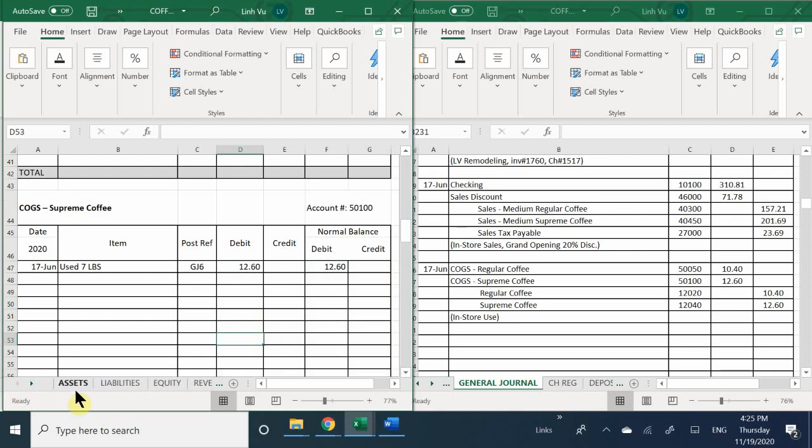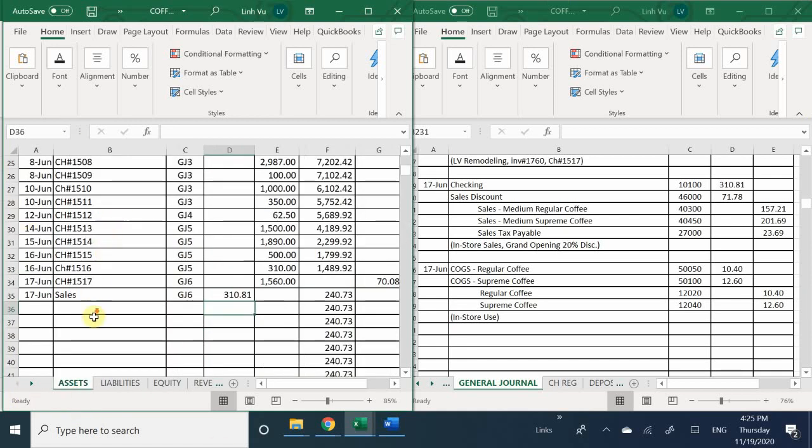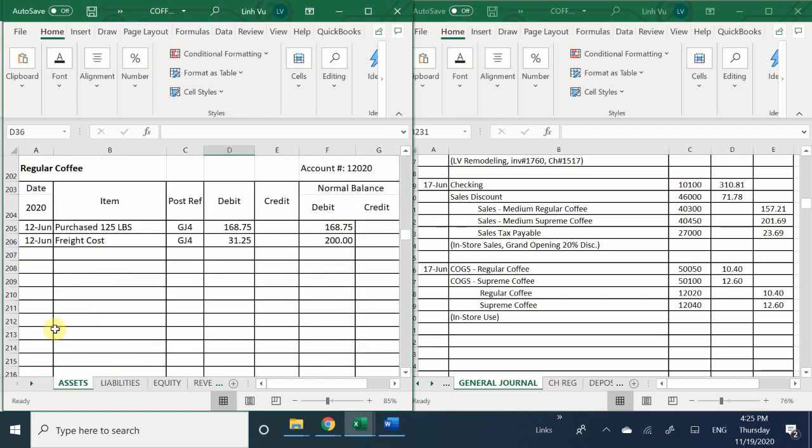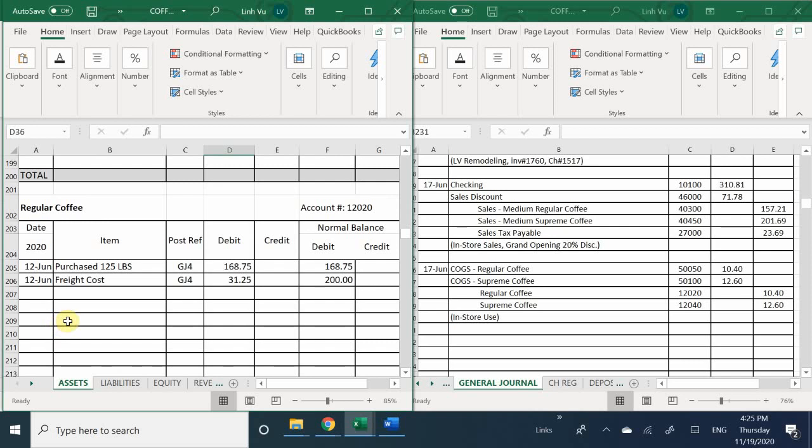All right. Now we're going to go to our assets and look for our regular coffee and our Supreme coffee. Okay. So here I am, regular coffee. Okay. So in this case, I'm going to indicate the same note. I used 6.5 pounds of regular coffee.